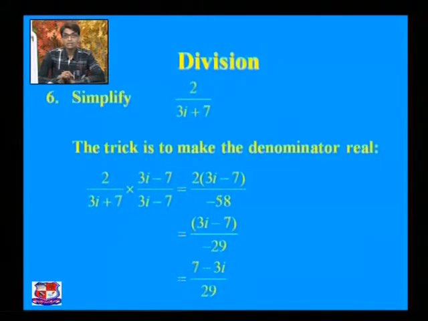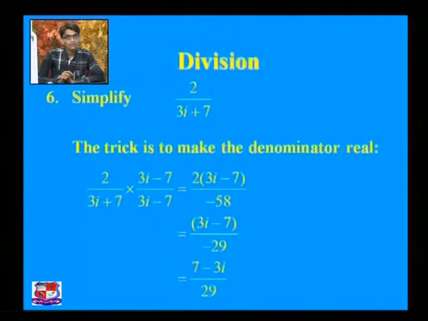So main idea is to make the denominator real. Now the denominator is a real number, minus 58. Okay, and for the numerator, 2 into 3i minus 7, upon minus 58, because 2 upon minus 58, that is equal to 1 upon minus 29. So we will get 3i minus 7 upon minus 29. So after all, we will get the answer 7 minus 3i upon 29.